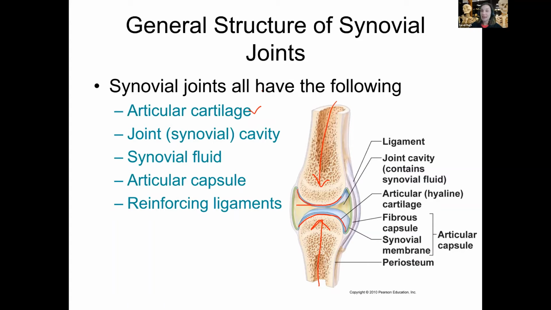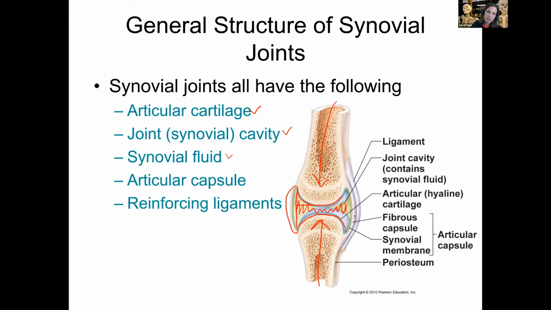We also have a cavity, so we have a space. We can see the space in here. That's called our synovial cavity. The space is filled with fluid. There's always going to be a fluid in there called synovial fluid. We'll talk more about that in just a minute. Then we also have our articular capsule. The articular capsule is this right here.